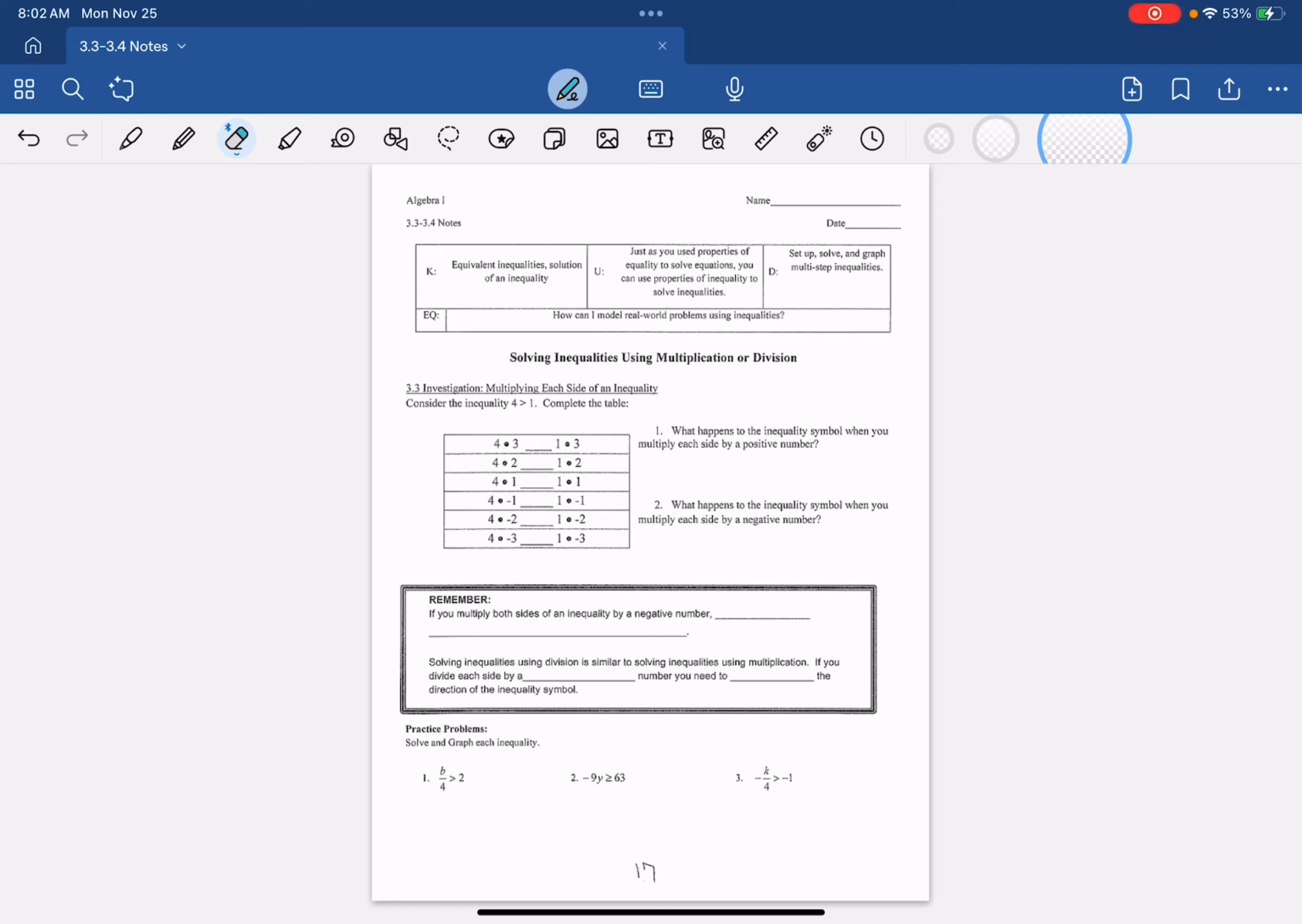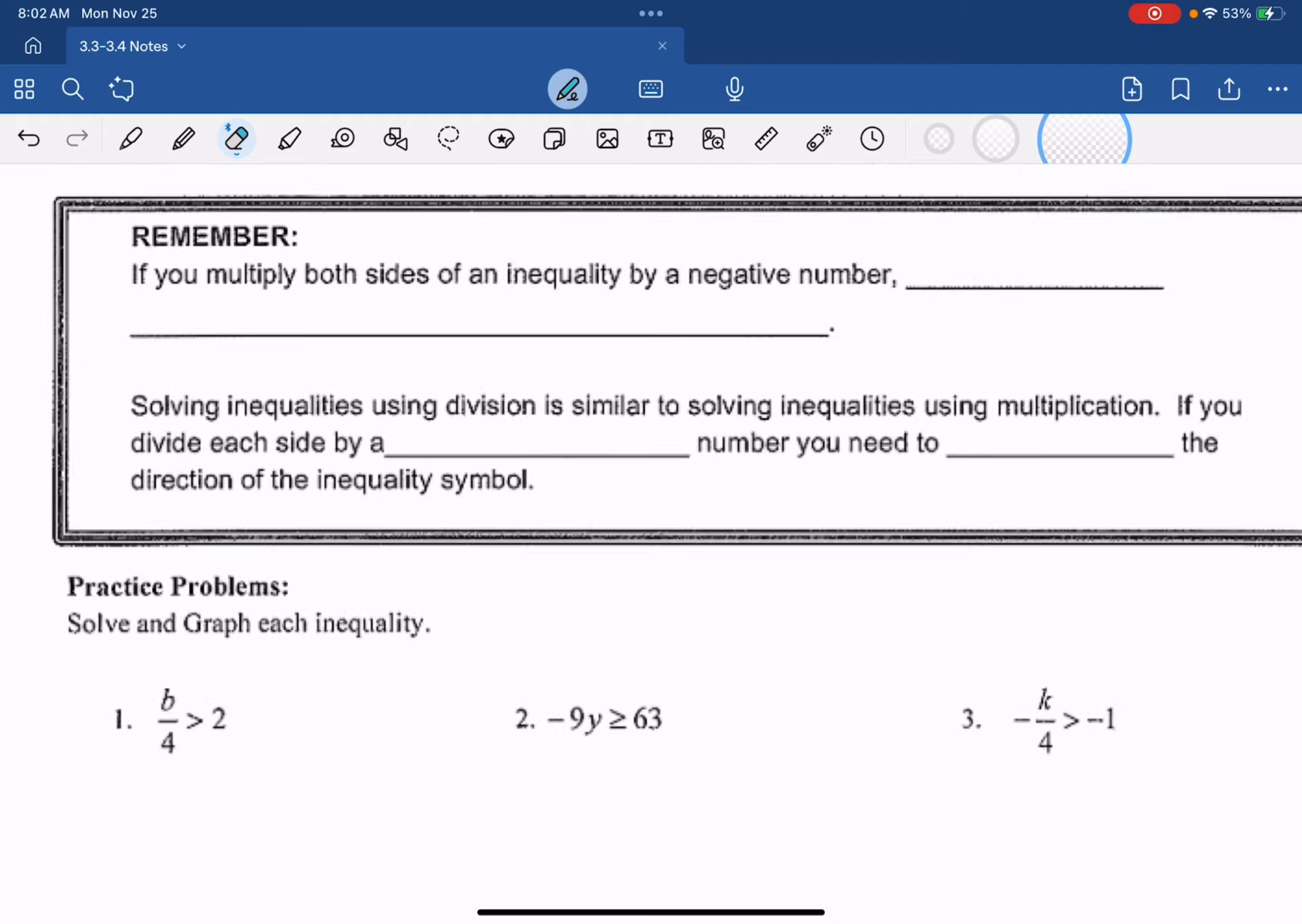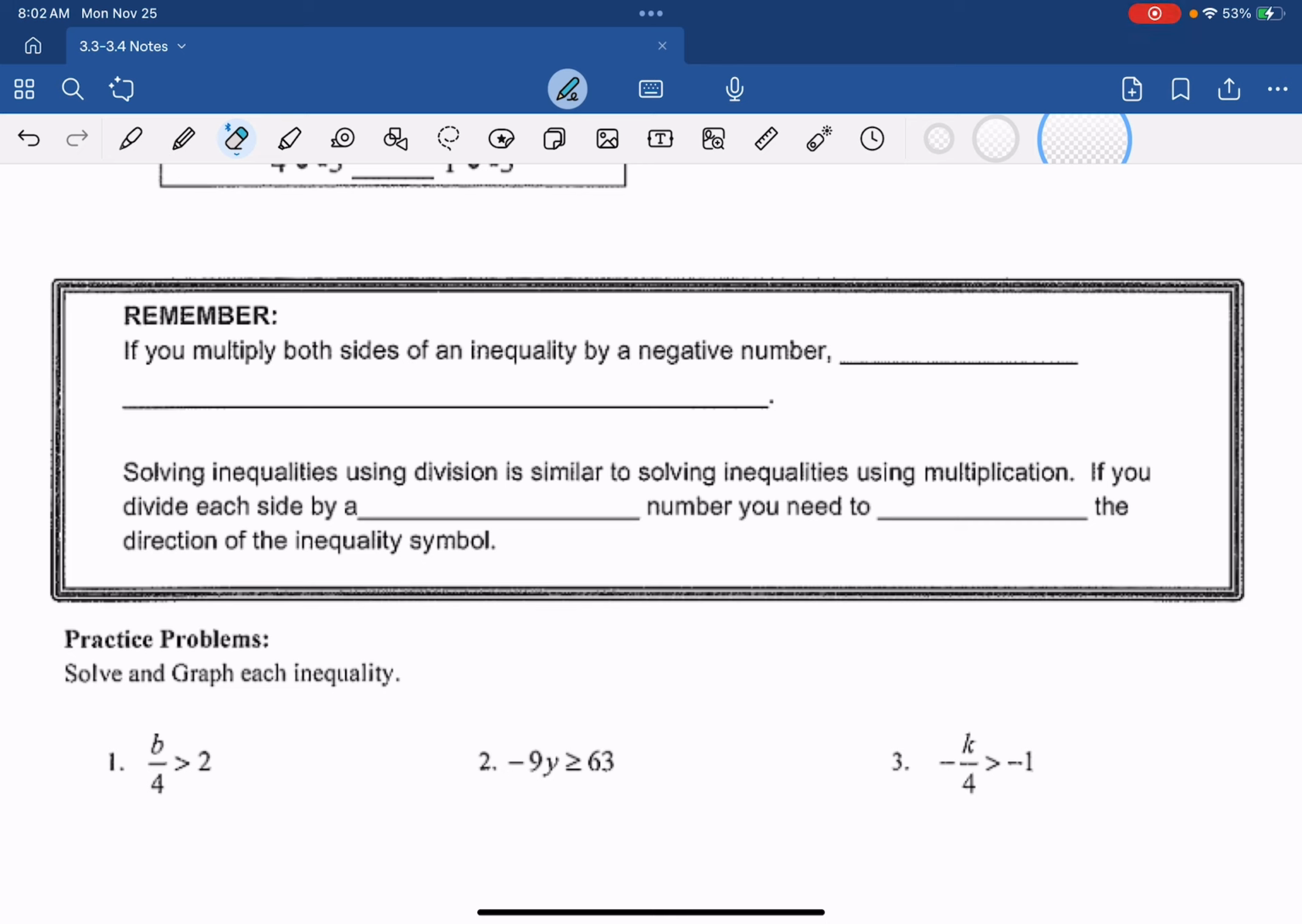All right, and today our notes are going to be similar to what we did on Friday, where it's nothing really that new, but now we're just applying it to inequalities, okay? So on Friday, we talked about solving to get a variable by itself. Today, we're going to be doing the same thing, but now we're going to be looking at multiplication and division, okay? So on the bottom, actually, we'll start in the middle of page 17 here.